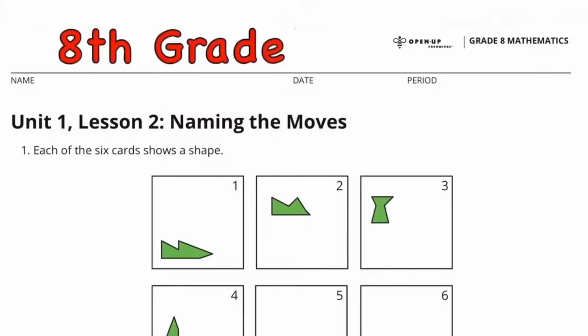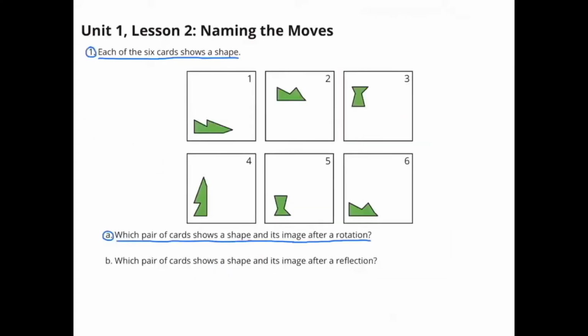8th grade, Unit 1, Lesson 2, Naming the Moves. Number 1. Each of the 6 cards shows a shape. A. Which pair of cards shows the shape and its image after a rotation?